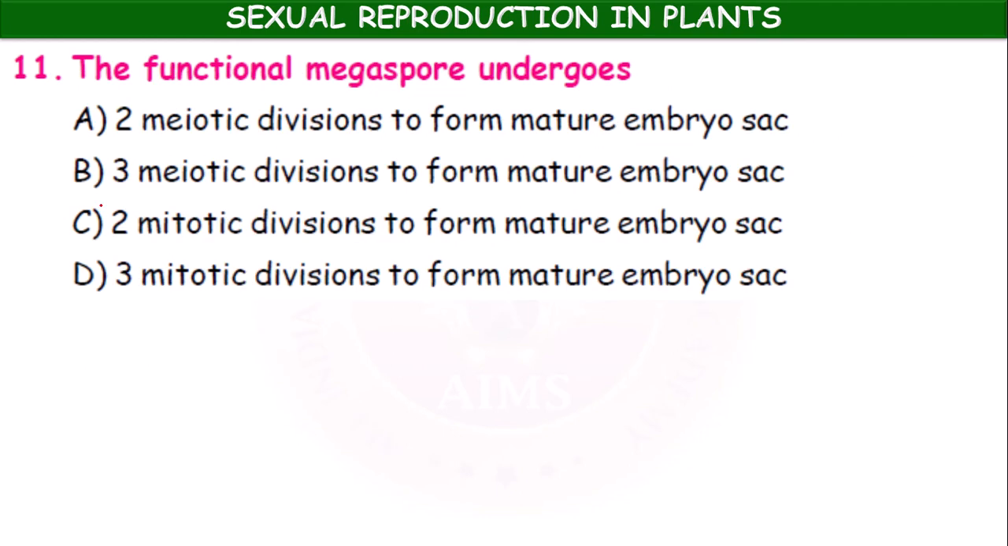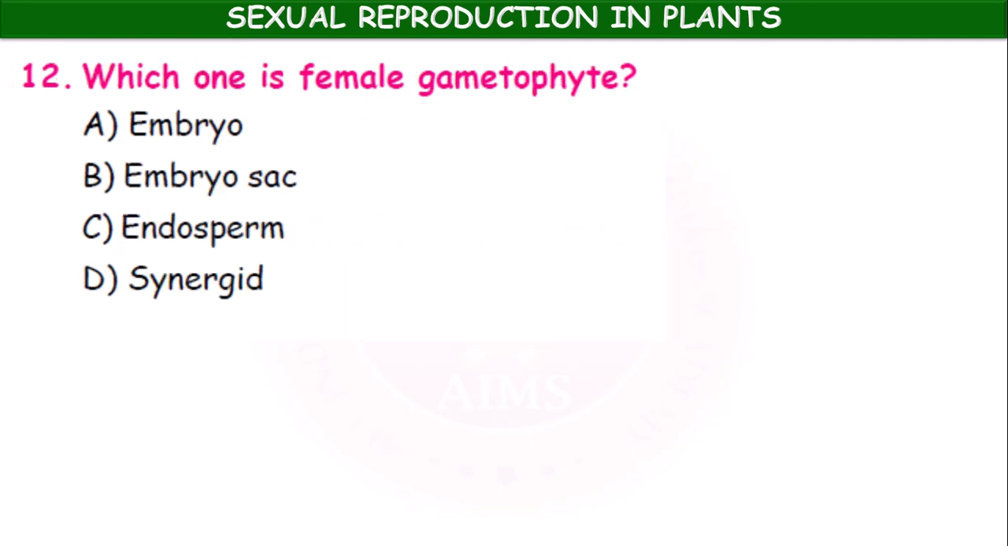The functional megaspore undergoes 2 meiotic divisions to form mature embryo sac, 3 meiotic divisions, 2 mitotic divisions, 3 mitotic divisions to form mature embryo sac. Which is correct? The functional megaspore undergoes 3 mitotic divisions to form a mature embryo sac. D. Which one is female gametophyte? Embryo, embryo sac, endosperm, synergids. It is the embryo sac.